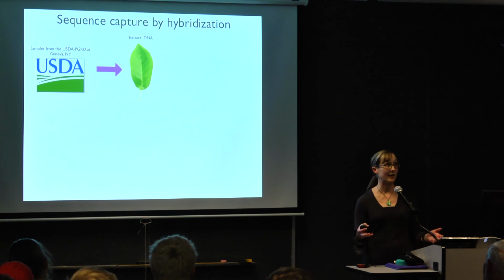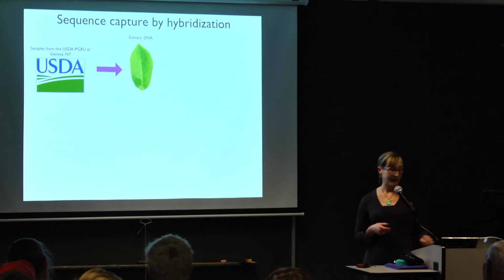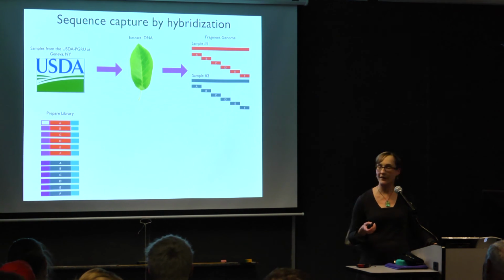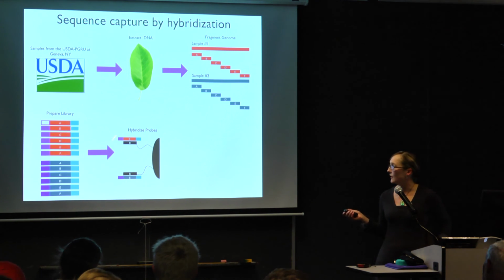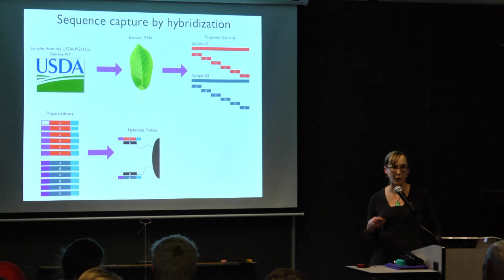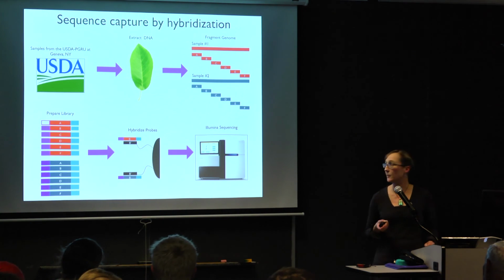Thomas Chow found them, and I sent him a list, and he found them in email, mailed them to me physically, extracted the DNA, did the standard Illumina library preparation, and then just did the hybridization to these baits or these probes and pulled down those fragments that I wanted. Then after that, it's a standard Illumina paired end run.